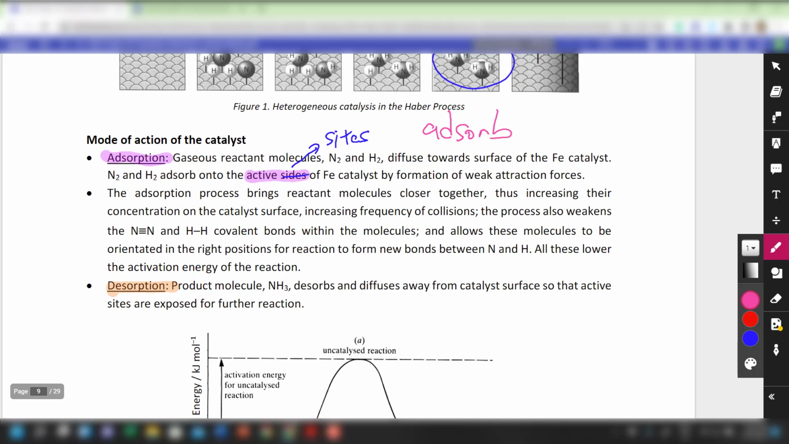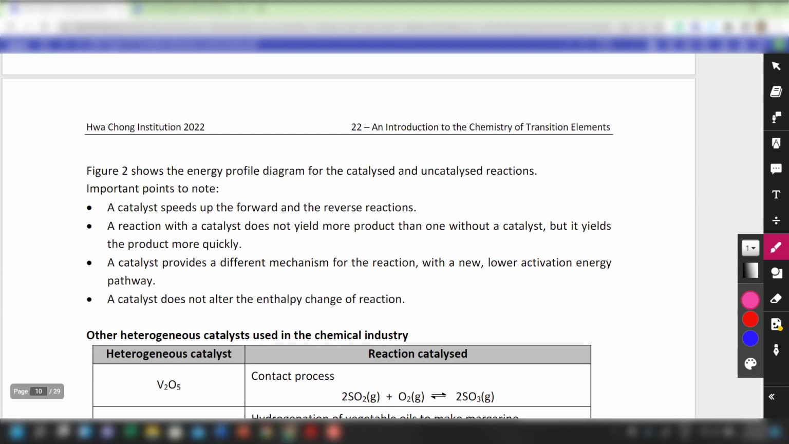Okay, so it should be spelled this way. This is adsorb. Desorb will be spelled DESORB. Make sure you spell correctly. When it's changed to a descriptive term, instead of ADSORB, the B changes to a P, so it becomes adsorption and then desorption. Okay, so remember that.